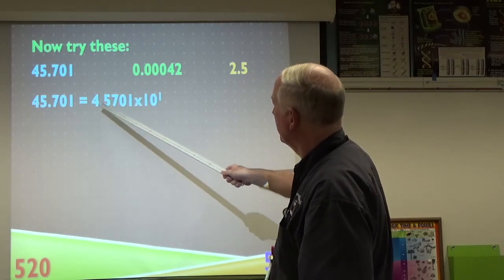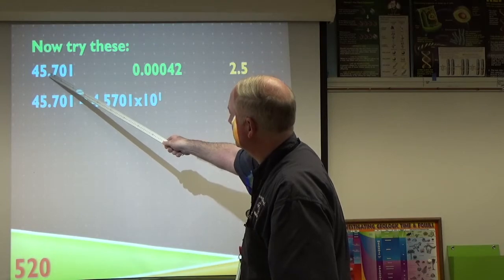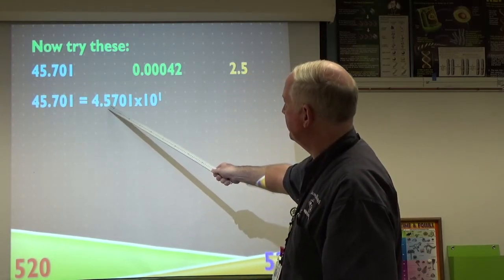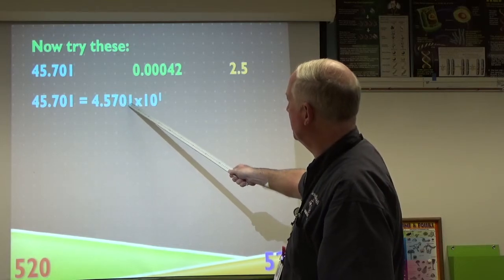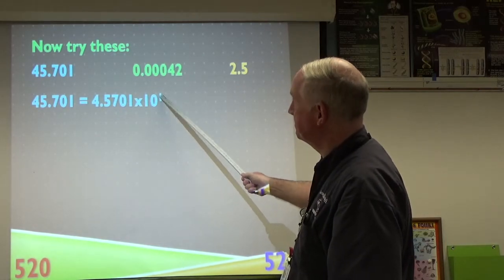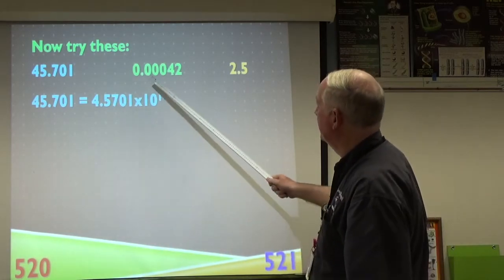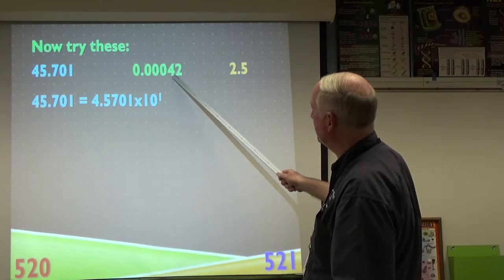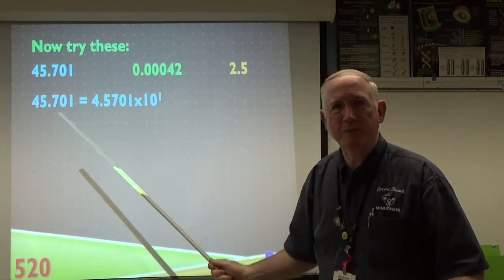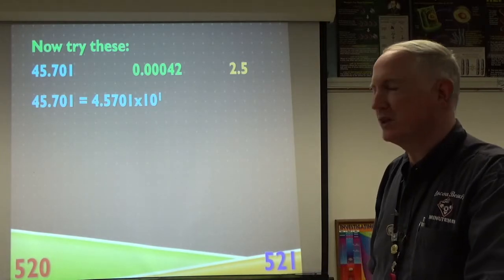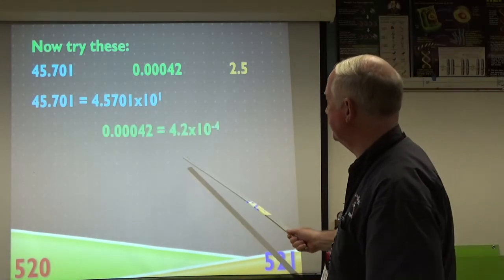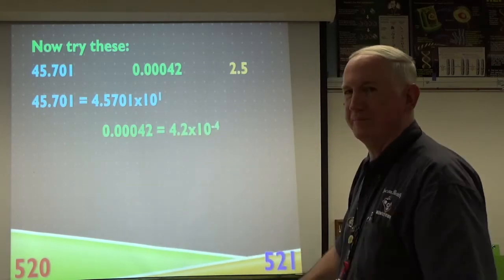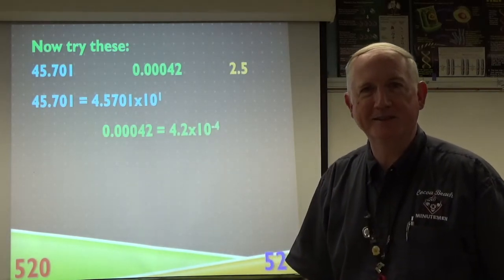4.5701, we have to move the decimal just one place to the left, so we get 4.5701 times 10 to the first. Pretty easy. With this one, we have to move it 1, 2, 3, 4 places. But this time, we went to the right. So if we move to the right, we're going to have a negative exponent. So that's going to give me 4.2 times 10 to the negative 4th. How you doing so far? Are you getting it?